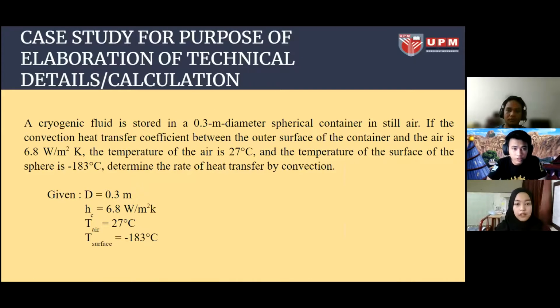Okay. For the case study, the question is about a cryogenic liquid. The fluid is stored in a 0.3 meter diameter spherical container in still air. The convection heat transfer coefficient between the outer surface of the container and the air is 6.8, the temperature of the air is 27 degrees Celsius, and the temperature of the surface of the sphere is negative 183 degrees Celsius. Determine the rate of heat transfer by convection. For the question, it is given D equal to 0.3 meter, hc, the convection heat transfer coefficient, equal to 6.8, air temperature 27 degrees Celsius, and surface temperature negative 183 degrees Celsius.